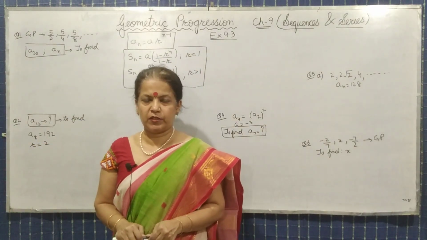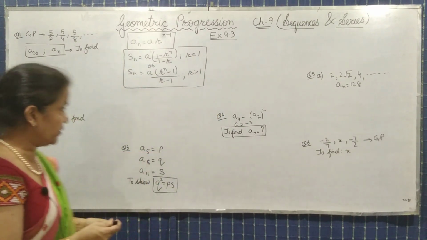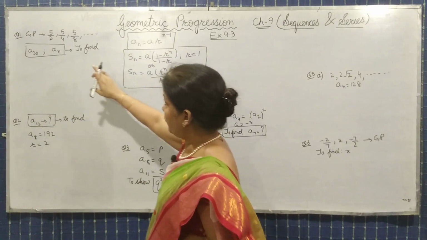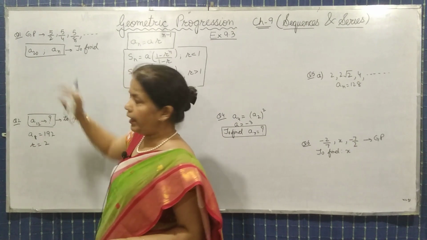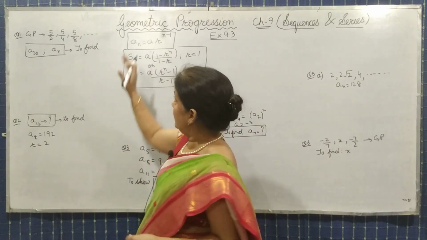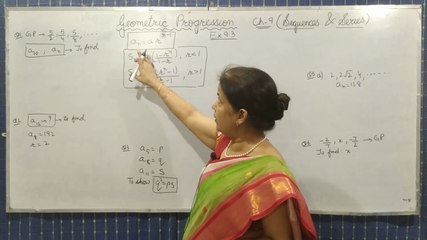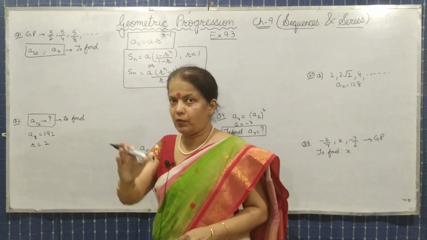Welcome back with the exercise that is related to GP or geometric progression. Question first. The series of GP is given and you have to find out the 20th term and the nth term. The formula for the nth term is already written over here: an equals a r^(n-1). One term will be reduced.